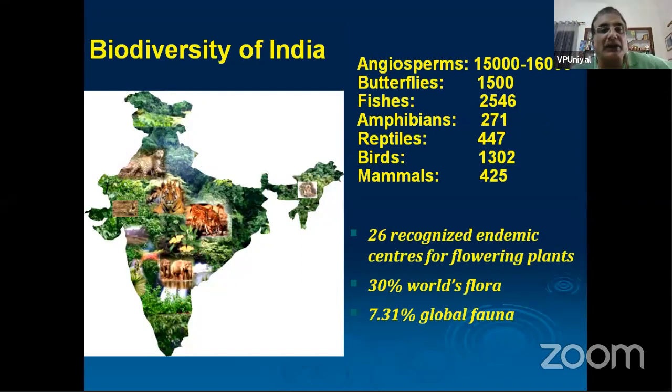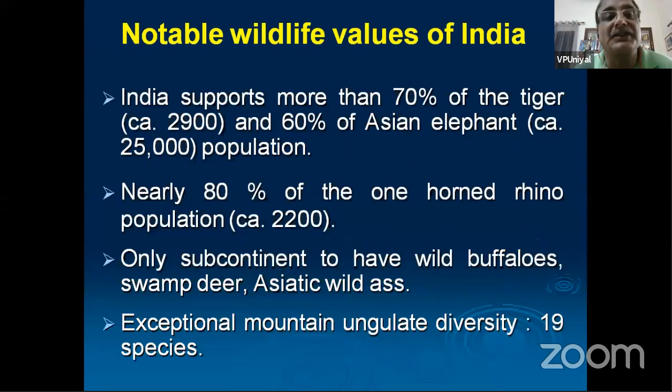You know about Indian biodiversity, our country is among the richest and has a large amount of biodiversity. We have 1,500 species of butterflies, 2,500 species of fishes, reptiles, 447 birds, 1,300 more species, and mammals, 450. So 30% of the world's flora and 7.3% of global fauna exist in our country. But our information is very, very limited. Majority of the biologists, nature lovers and wildlifers are working across the country and documenting fantastic information on the biodiversity of the country.